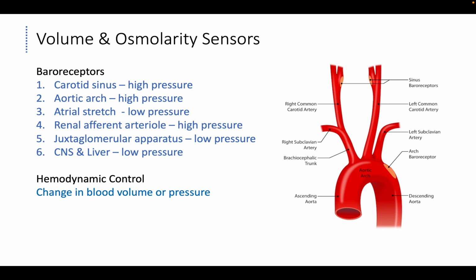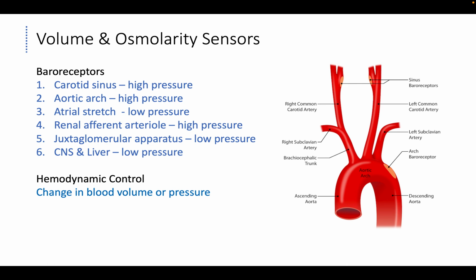So these are detecting increased distension, increased volumes of blood, which then reflect increases in blood pressure, right? And then these other ones, so the atrial stretch, the juxtaglomerular apparatus, or the JGA, and then regions in the CNS and the liver. These are low-pressure sensory receptors. So these are detecting decreased volume, decreased distension, and decreased blood pressure in the blood. And so the interaction of these different high pressure and low pressure sensors, these reflect a monitoring of a change in blood volume, as well as blood pressure.